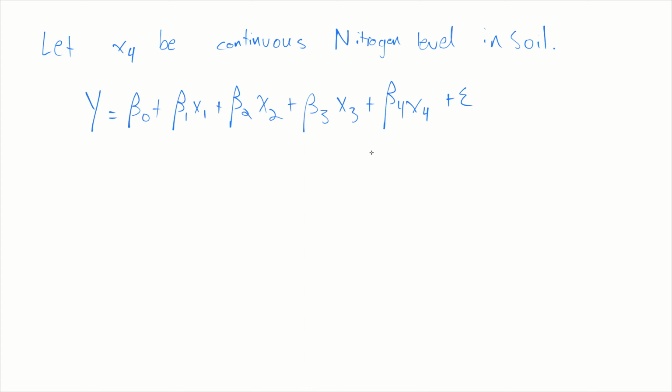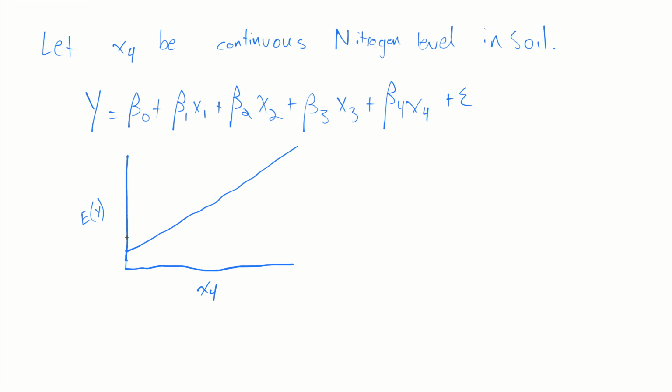What will this model look like? Well, the expectation of y is just going to be this part here without this epsilon, and that's what I'm going to draw here. So if we put on our x-axis x4, let's say that beta 4 is positive. So there's a positive relationship between the expectation of y, corn yield, and nitrogen level. We might have something that looks like this.